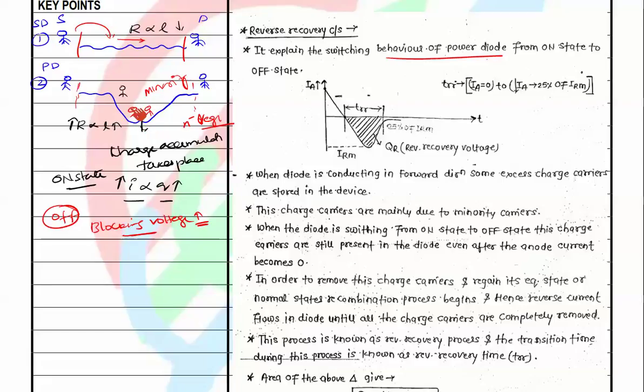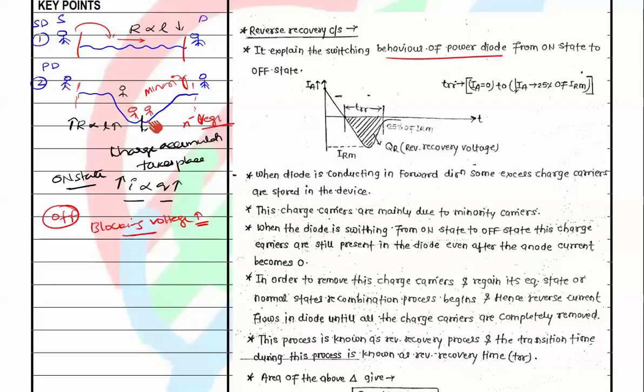When we are removing the charge carriers from here to the side, the movement of charge creates nothing but current. This process is known as the reverse recovery process. Whatever charge carriers are stored in the drift region have to be removed. The transition time during this process is known as the reverse recovery time.